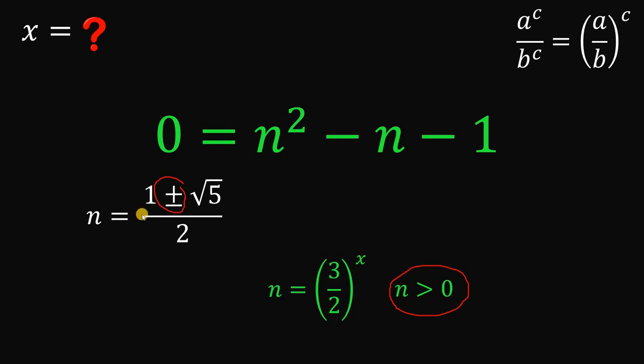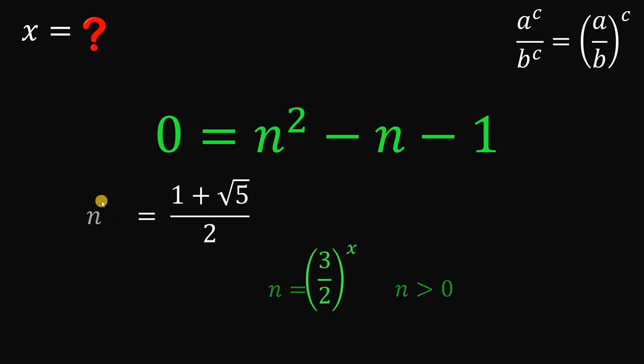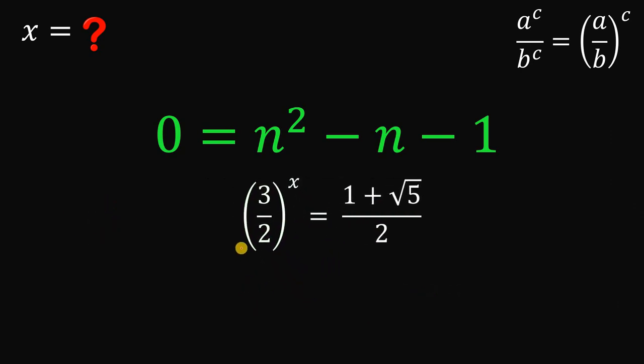So we can say that n must be equal to 1 plus square root of 5 all over 2. And now, also take note that we set n equal to 3 over 2 raised to the power of x. Now, we can solve for the value of x. So, 1 plus square root of 5 over 2 must be equal to this 3 over 2 raised to the power of x because they are both equal to the value of n. And now we have an equation in terms of x: 3 over 2 raised to the power of x equals 1 plus square root of 5 all over 2.